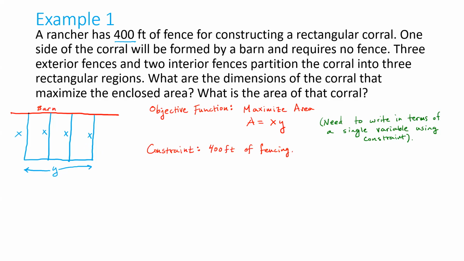Because we've got the fencing that goes down each of these partitions here, and then the fencing that goes along this edge here. So if I add up all these edges, we've got x, x, x, x, and y. Add them all up, that's how much fencing we're using altogether. So our constraint equation: 4x plus y is the total amount of fencing that we're using, and we know that has to equal exactly 400. This is telling us how much fencing.